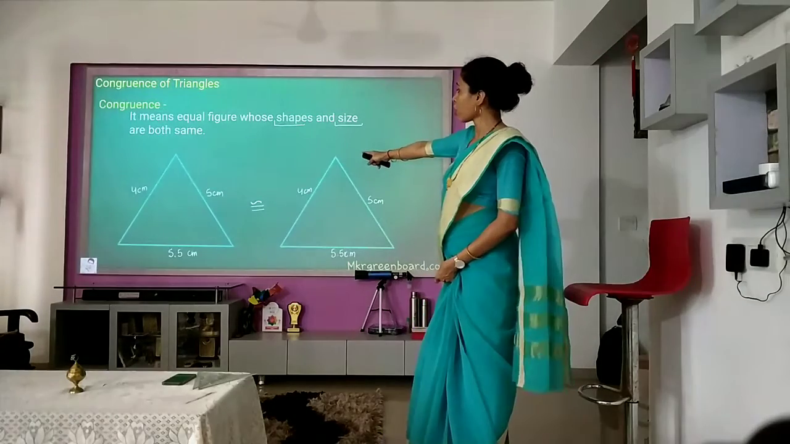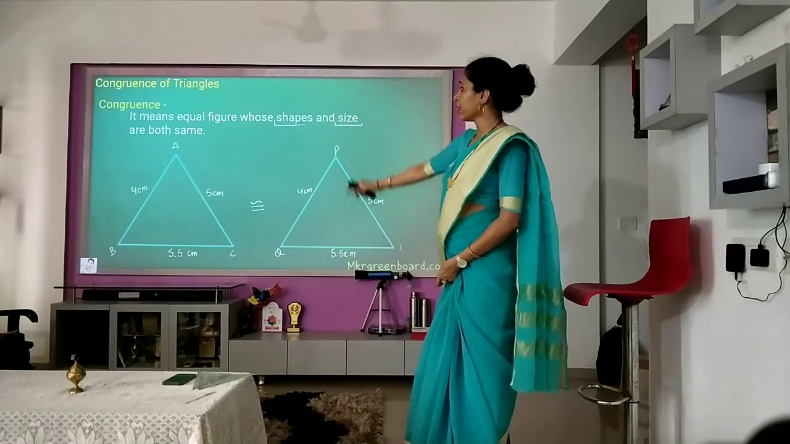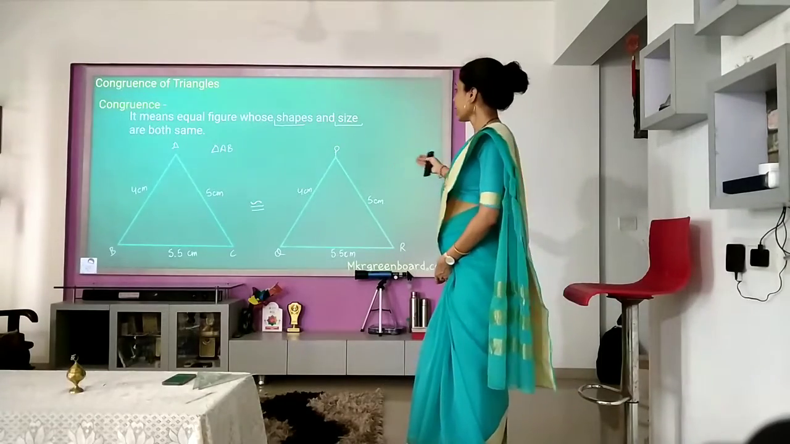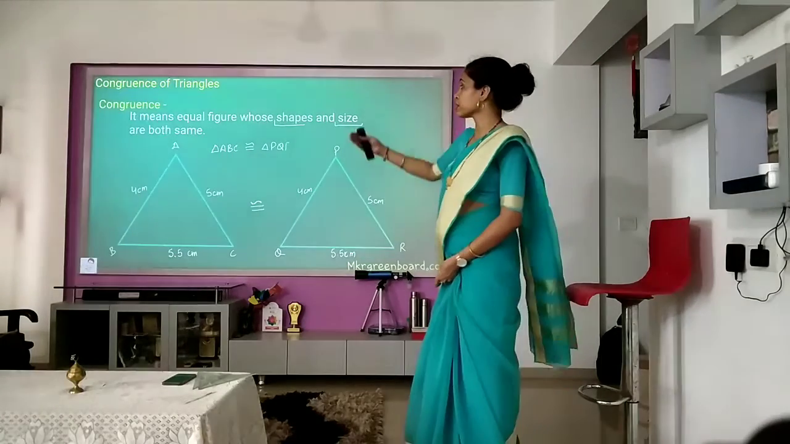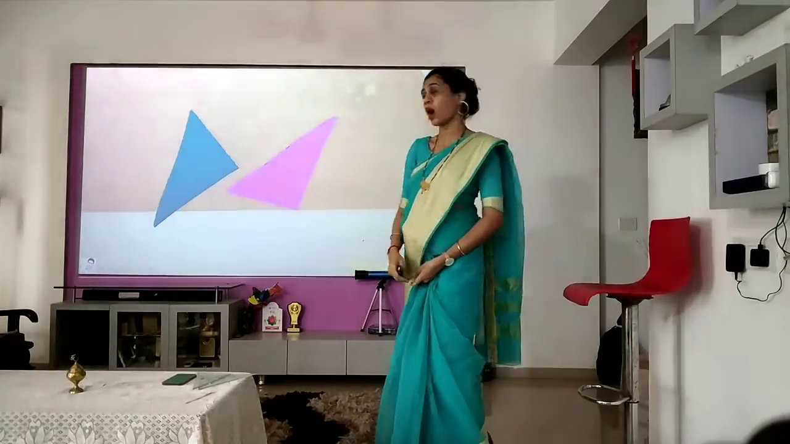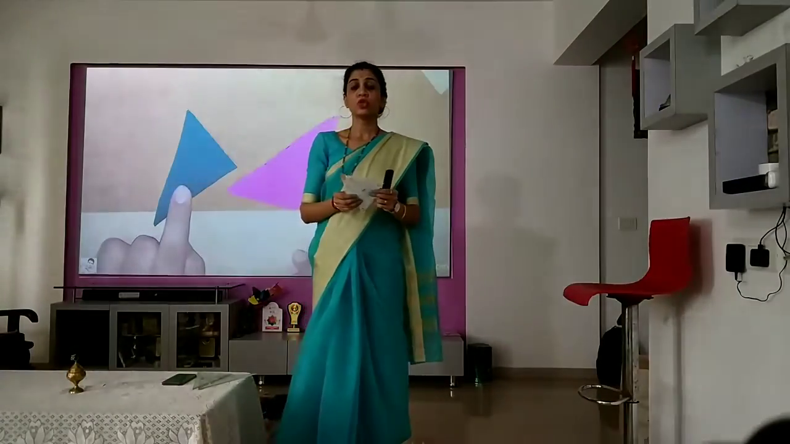Now the sign of congruency is an equal sign with a curve over the top. Let us now name the triangles A, B and C, P, Q and R. We can write with the symbol, triangle ABC is congruent to triangle PQR. Now as for this, I have drawn two triangles.